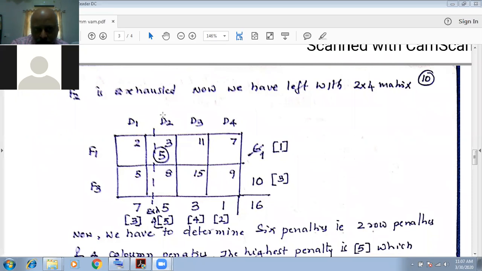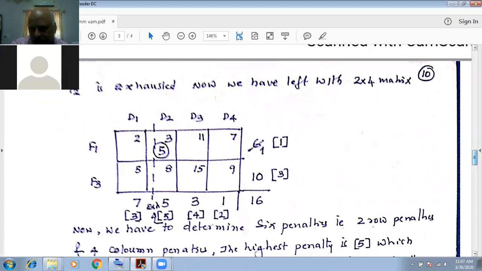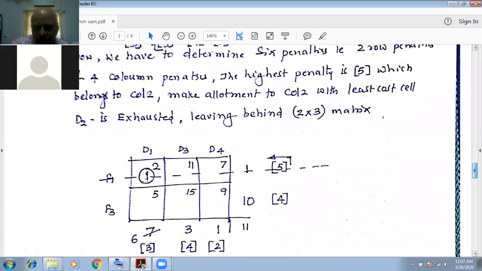Okay. But what happened to showroom number 2? Showroom number 2 is completely exhausted. It can keep only 5 and all the 5 I have fulfilled here. So therefore, you have to remove this showroom for the next allotment. Okay. So next we have left with only 2 rows and 3 columns. That is D1, D3, D4 and F1 and F3. So let us see the next allotment. D2 is completely filled, therefore I have left with F1 and F3, D1, D3, D4.